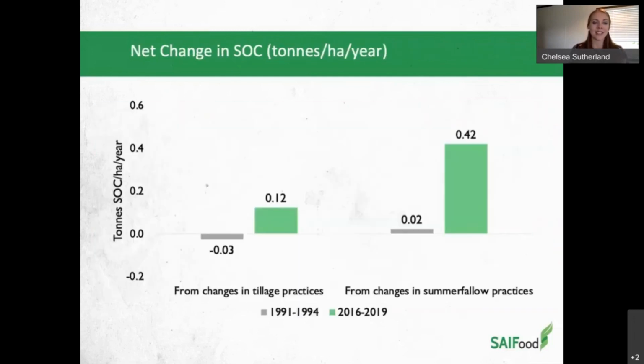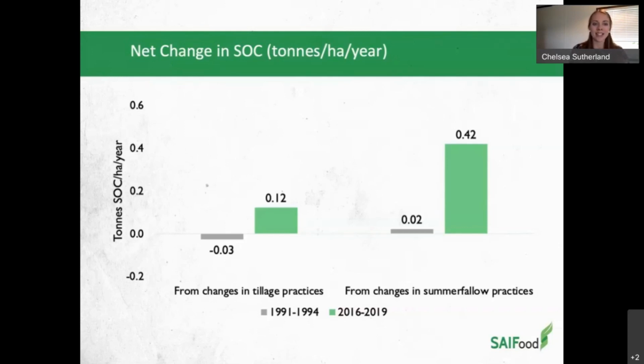So after these two analyses, we can look at the net change in soil organic carbon. And this is discussed in terms of tons of carbon per hectare per year. When looking at the effects from changes in tillage practices, the way I calculated these numbers was by taking the carbon sequestered from no-till and minimum till practices during this time period, and then subtracting the carbon that was emitted from farmers' conventional till practices. And then I took the total balance of carbon and divided it by the total number of hectares in the sample so that everything can be discussed on a per hectare basis.